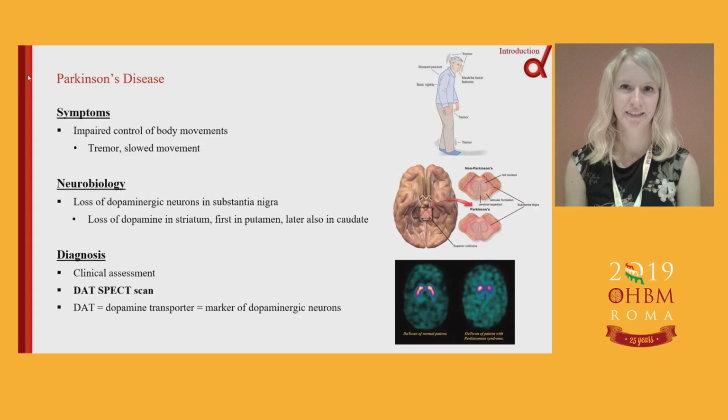On the image on the bottom of the screen, on the left side, you see a DAT SPECT scan of a healthy participant. On the right side, a DAT SPECT scan of a patient with Parkinson's disease. And you can clearly see the reduction in the DAT signal coming from the striatum, which is thought to reflect the reduction in dopaminergic neurons.